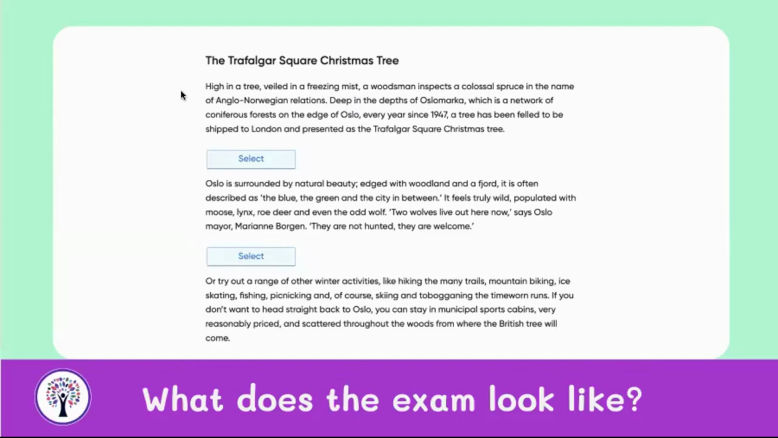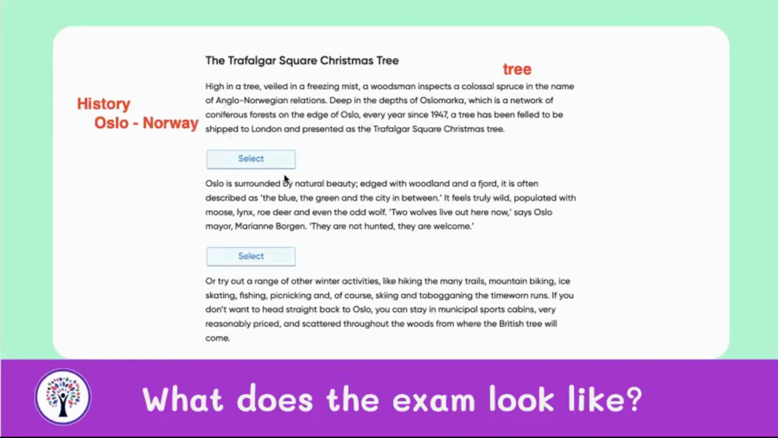High in a tree veiled in a freezing mist, a woodsman inspects a colossal spruce. A spruce is another type of tree, like a Christmas tree. In the name of Anglo-Norwegian relations, deep in the depths of Oslomarka, which is a network of coniferous forests on the edge of Oslo, every year since 1947, a tree has been felled to be shipped to London and presented as the Trafalgar Square Christmas tree. So this is giving some of the history, isn't it? The background as to this Christmas tree in Trafalgar Square and where it comes from. So it's talking about Oslo, and the history with Norway.